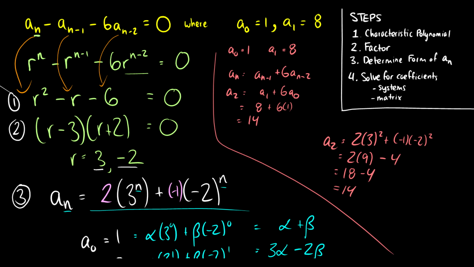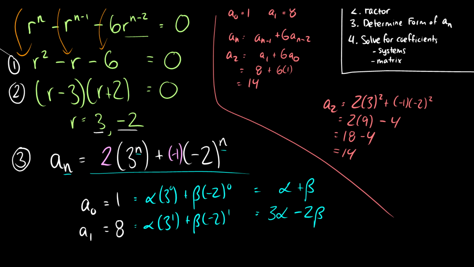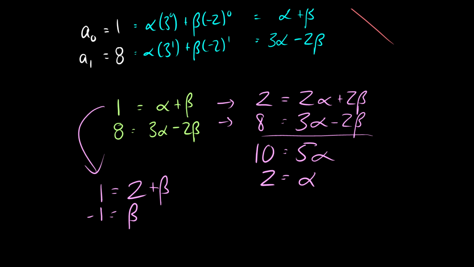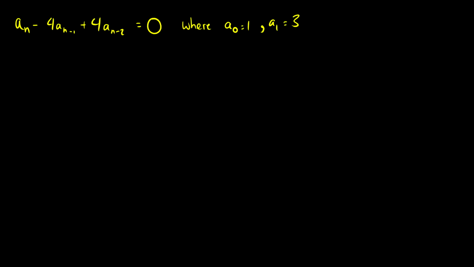Again, this can be difficult. This is a long and challenging problem, so go through each step very, very carefully and go through solving for your coefficients carefully. That was one example, so of course we'll do another example. an minus 4an minus 1 plus 4an minus 2 is equal to 0. a0 is equal to 1. a1 is equal to 3.